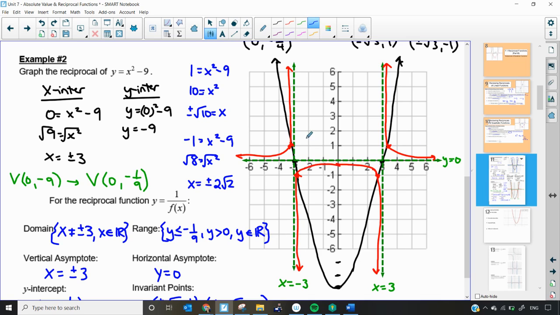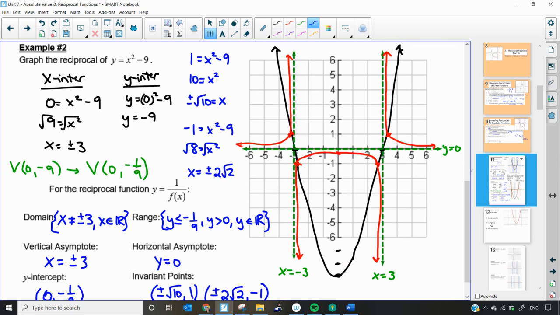We plot those points on, so I put those in red. We've got invariant points at these 4 places. And then we have to look at our vertex. So the vertex of the original function happened at 0, negative 9. So the reciprocal of that would be 0 and negative 1 over 9. Now again, this was a fairly easy one to see. We didn't have to worry about completing the square, but we'll go over another one of those examples shortly.